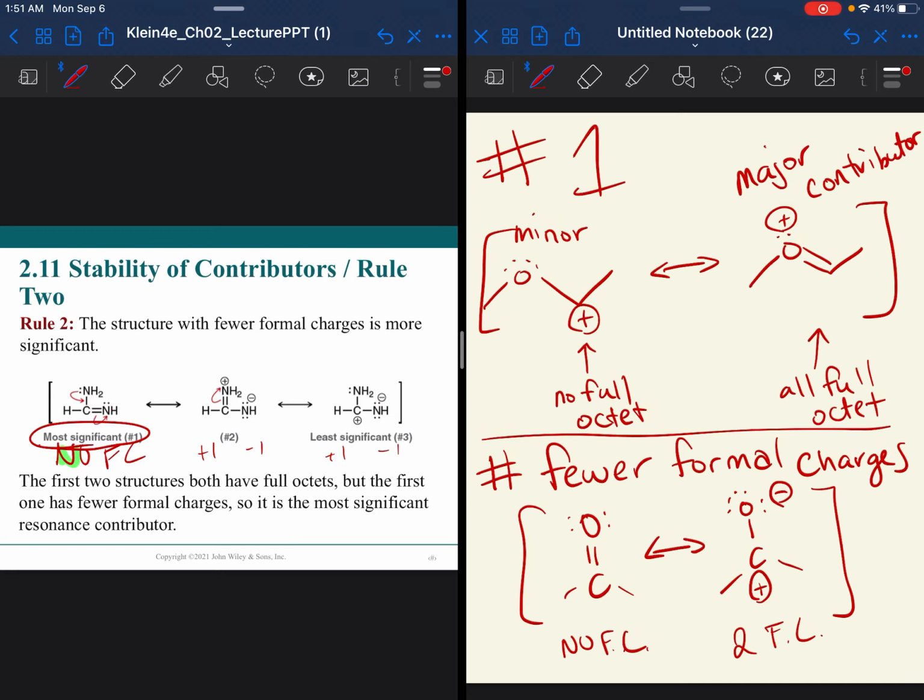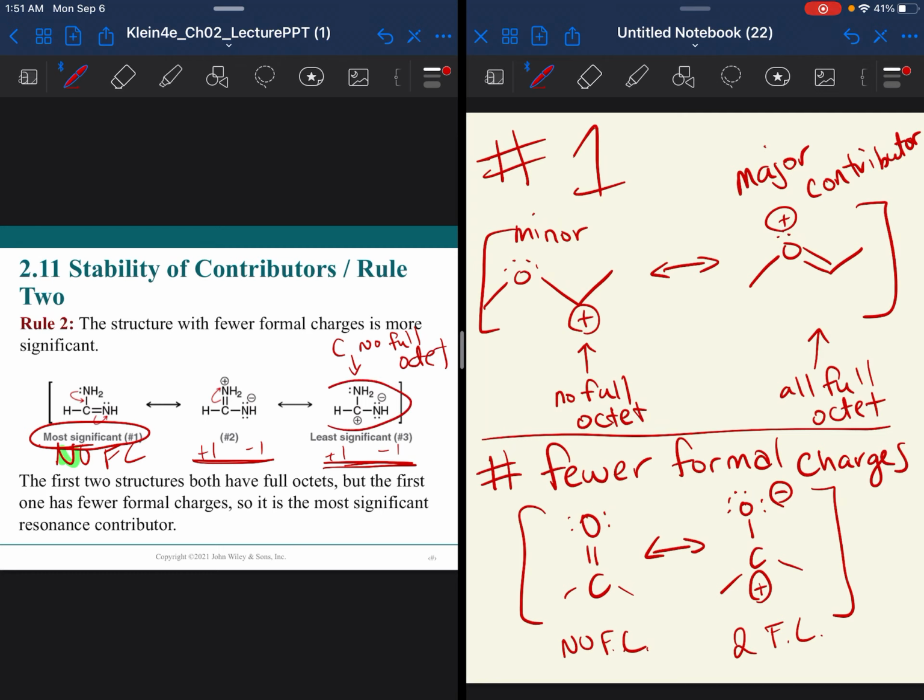We also know that this one is in the middle and this one is least significant. Now, how do we know that? Well, in this case, these both have formal charges of +1 and -1, but this one, the carbon does not have a full octet, right? So we can actually start to combine the rules.